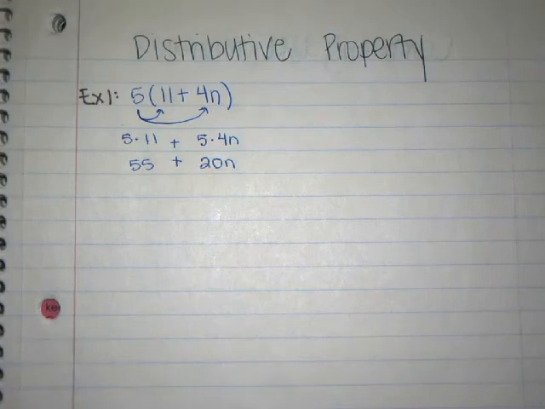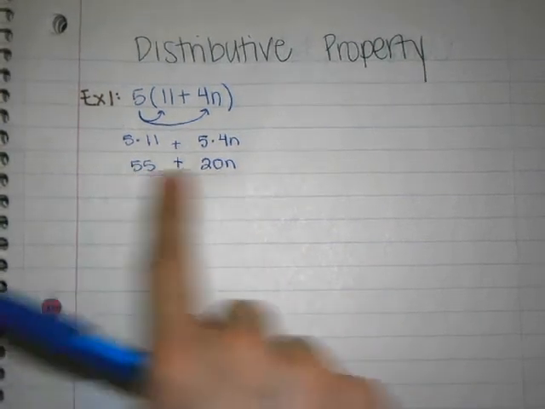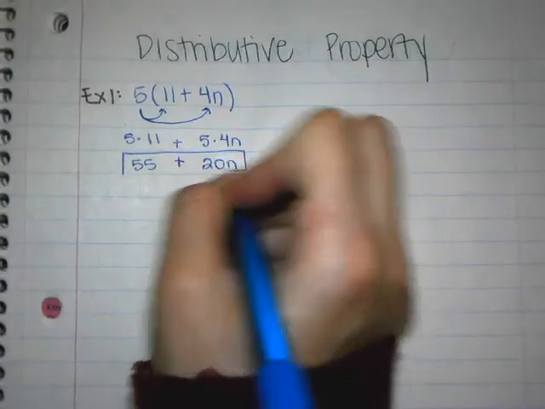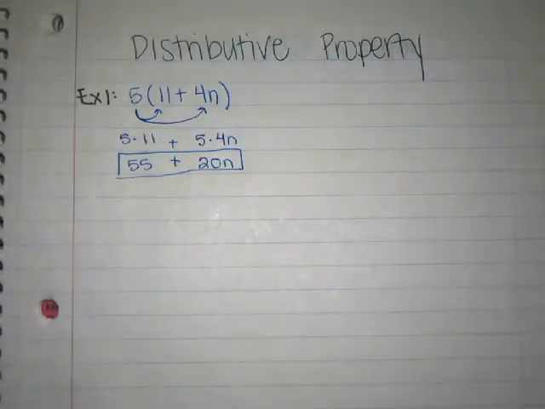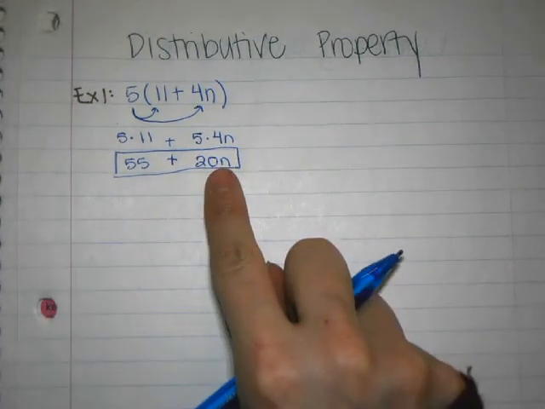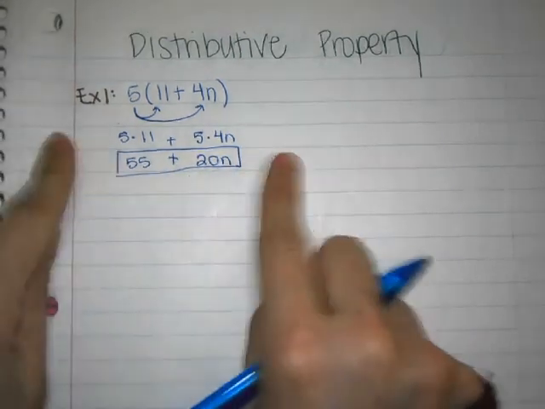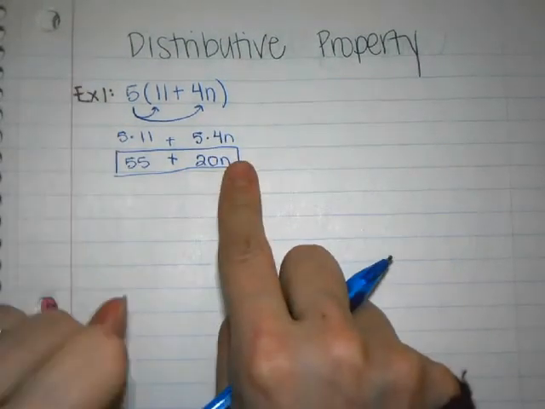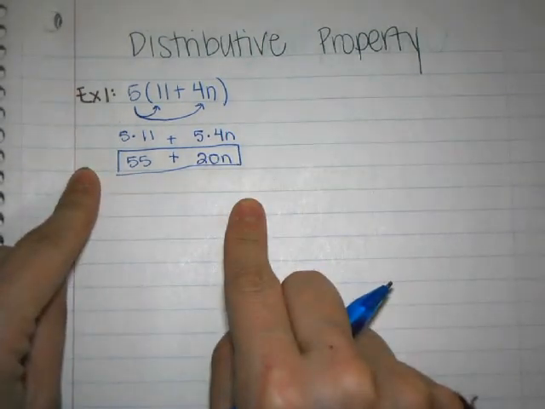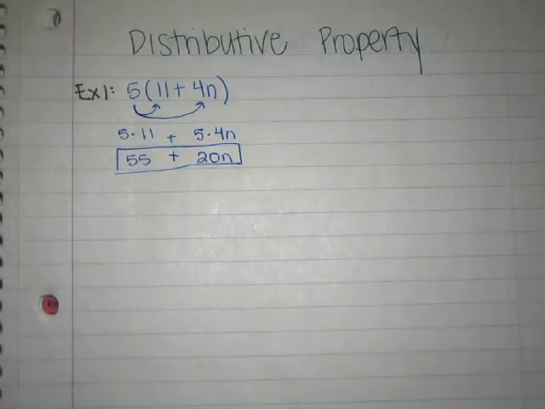Now, remember on the page before it said to simplify if possible? I can't simplify this. This is my answer. Why can't I simplify that? Because it's got an n. Does this have an n? Does that have an n? I can't combine them because one has an n and one does not. So that right there is my answer. Questions on that at all?